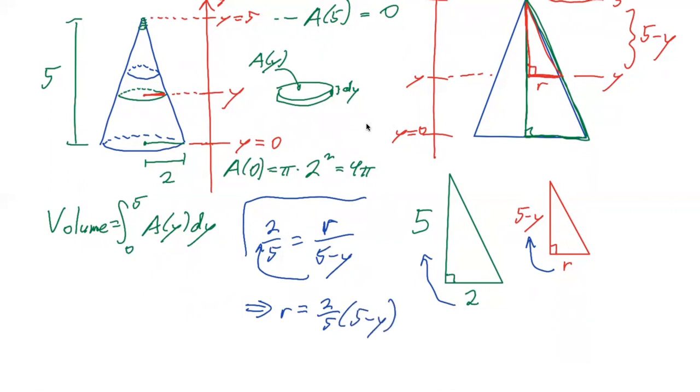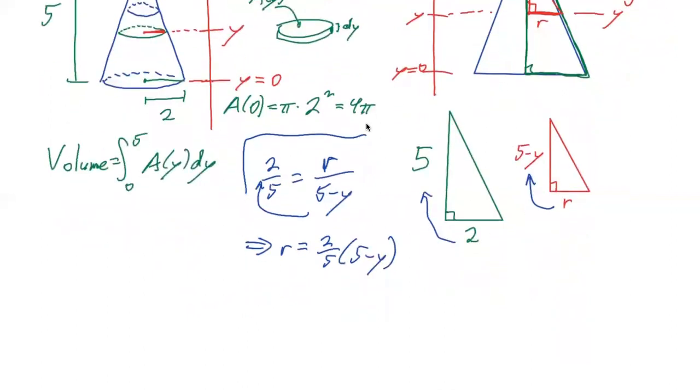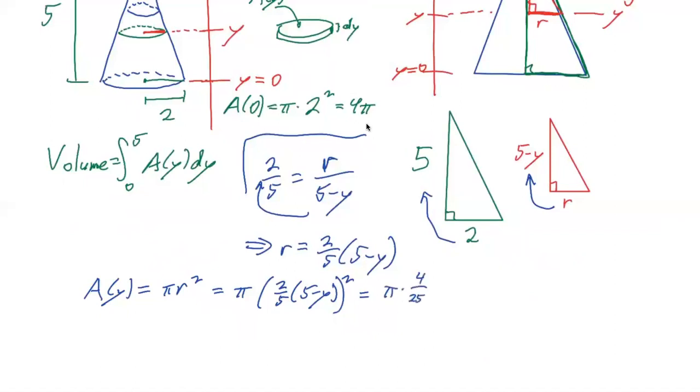Great. And then a of y, the area at height y, is pi r squared. So that's pi times 2/5 times 5 minus y, all squared. You're going to square the 2/5, so you're going to get pi times 4 over 25 times 5 minus y squared.